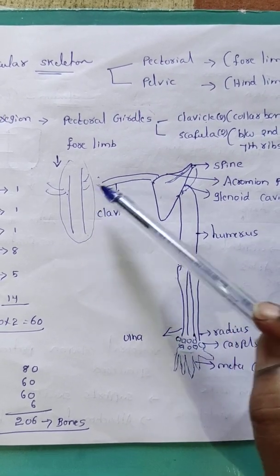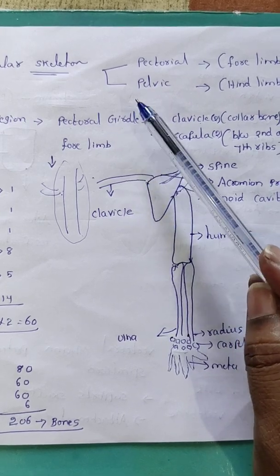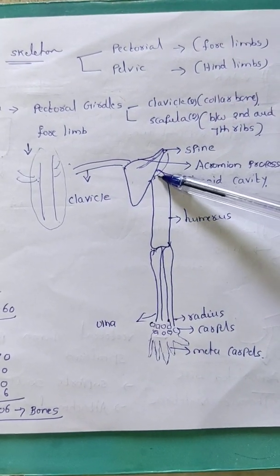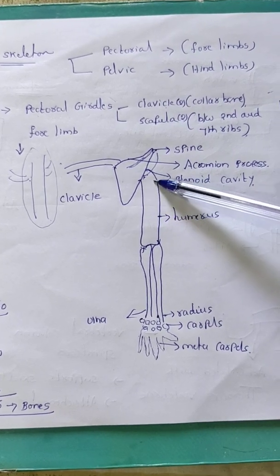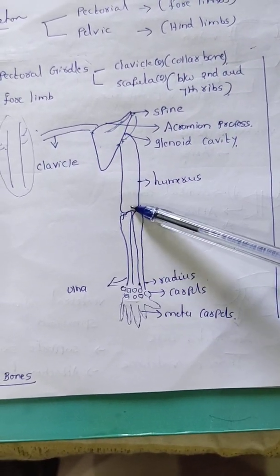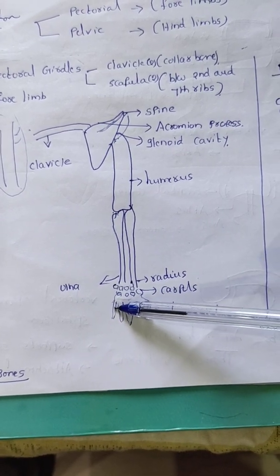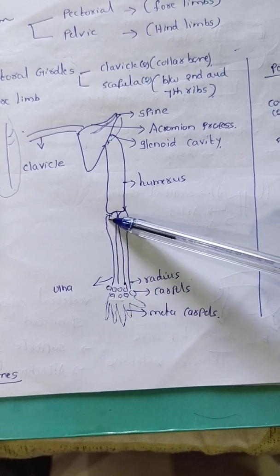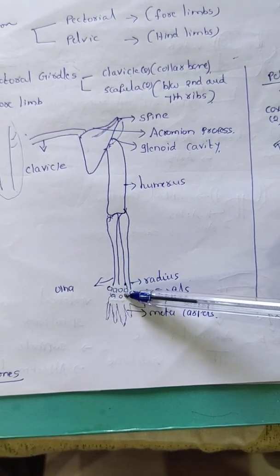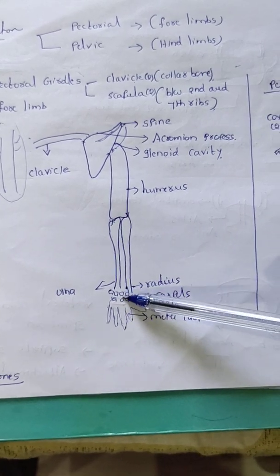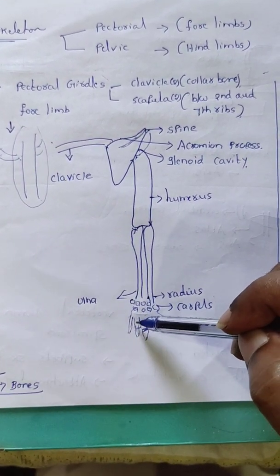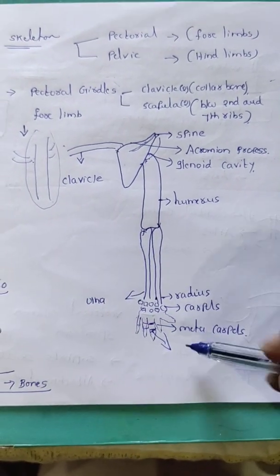That's why the axial skeleton and appendicular skeleton are connected by what girdles? Pectoral girdles. Now if you go to the forelimb, that is the hand, first the humerus is articulated with the glenoid cavity, and from the little finger region there is a long bone, that is called the ulna. Beside it there is another bone, that is called the radius. The wrist bones are called carpals, and here there are metacarpals. Here there are digits, that are called phalanges.